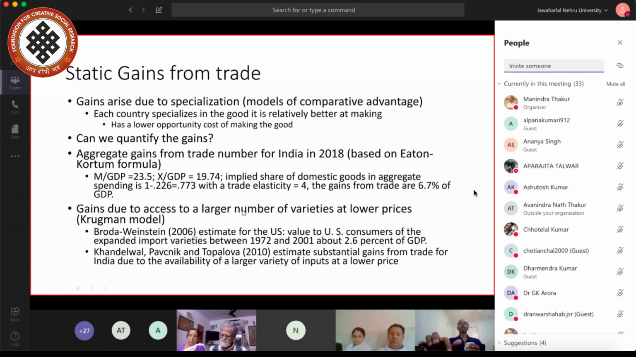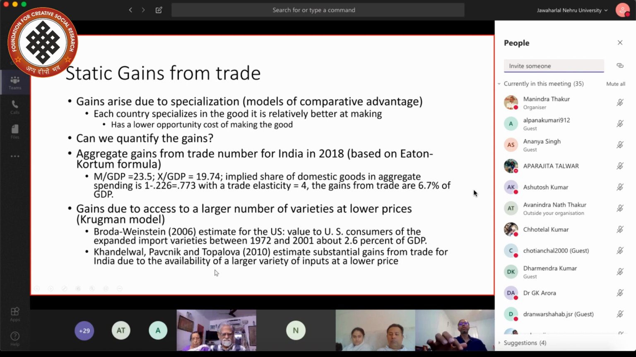But now, if you take into account gains from trade due to access to a larger number of varieties which are available at lower prices, which is the Krugman model, then you can come up with some numbers as well. The economists Broda and Weinstein had done some estimation for the US, and they found that the value to US consumers of expanded import varieties over this period, 1972 to 2001, was about 2.6% of GDP. So these are not very large numbers. These numbers tend to be so small when you look at the static gains from trade.